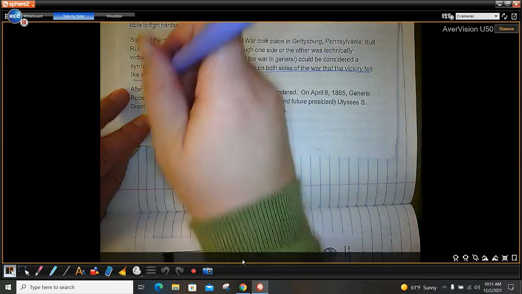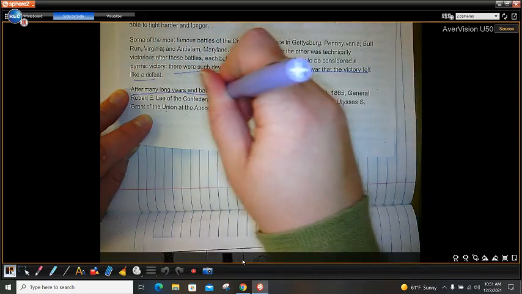After many long years in battles, the Confederates surrendered. On April 9, 1865, General Robert E. Lee of the Confederacy surrendered to General and future President Ulysses S. Grant of the Union at the Appomattox Courthouse in Virginia. We're just going to do the Confederates surrendered.